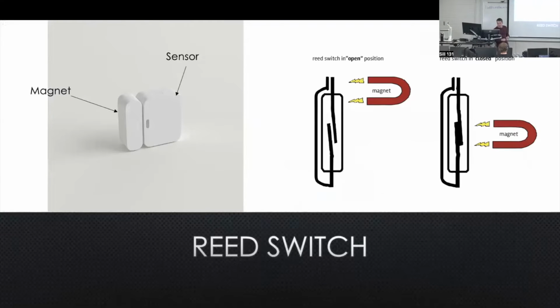So the way it works is most of the sensors that they sell are these door sensors. They use a system called reed switches.